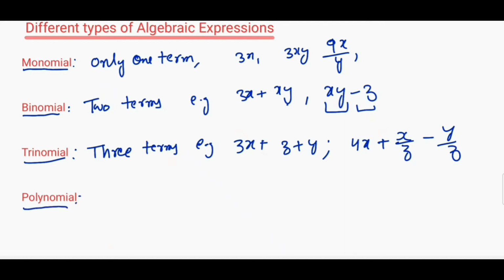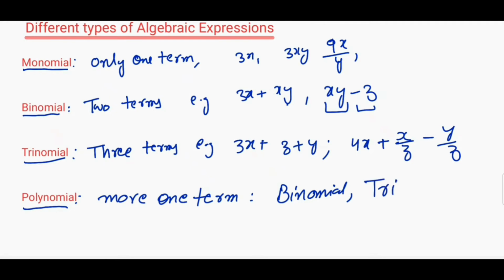A polynomial is an algebraic expression which contains more than one term. So we can say all the binomials and trinomials are polynomials.